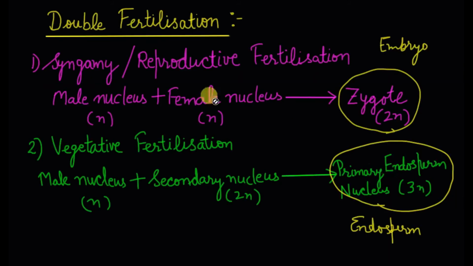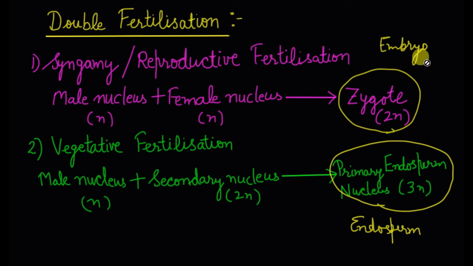But fertilization is of two types in plants, and that is known as double fertilization. The first is the simple one which we have already discussed, syngamy or reproductive fertilization, in which the male nucleus fuses with the female nucleus and results in the formation of a zygote, and this zygote forms the embryo after mitotic divisions. The second kind is vegetative fertilization. What happens here? One more male nucleus fuses with the secondary nucleus or the polar nuclei present in the center of the embryo sac, and a primary endosperm nucleus is formed, which is triploid, and it also divides mitotically to form the endosperm.